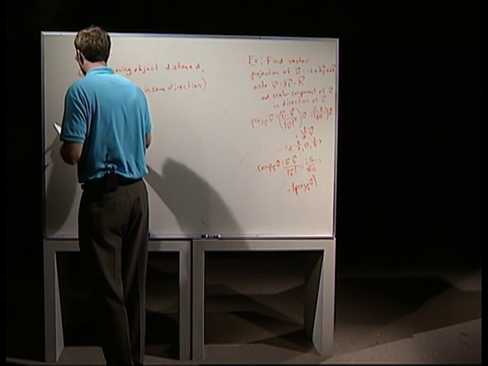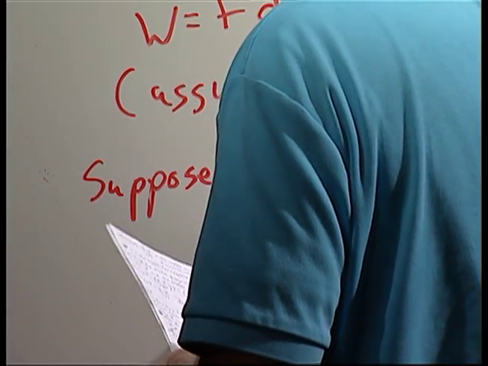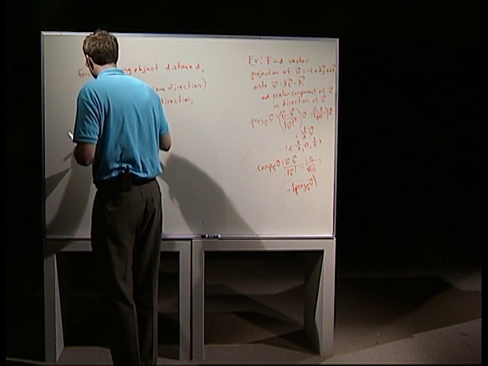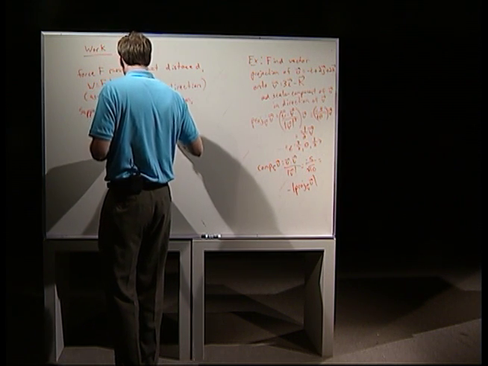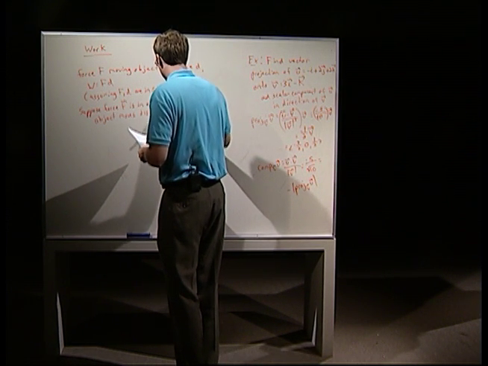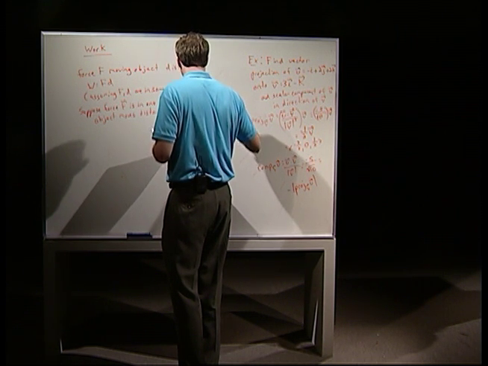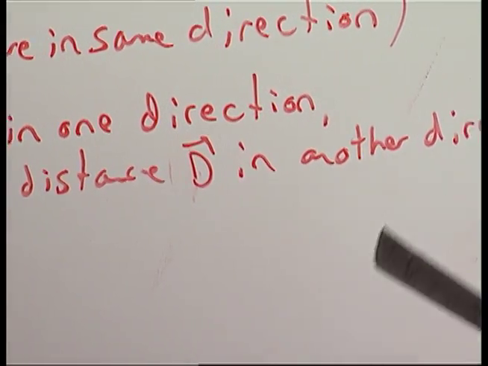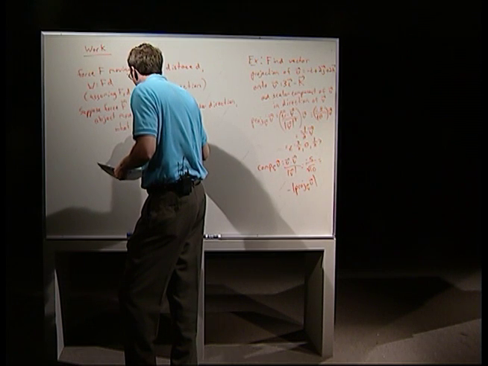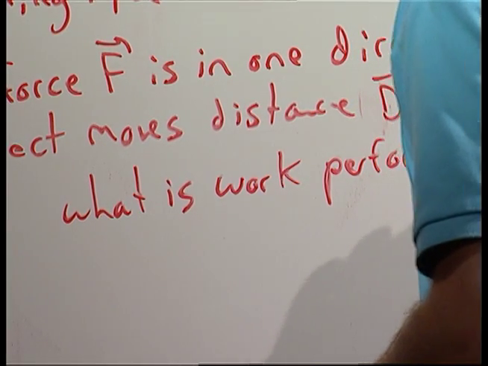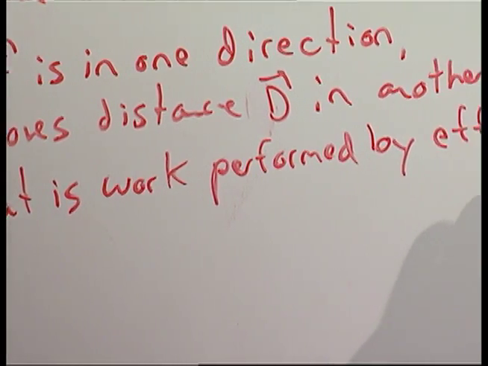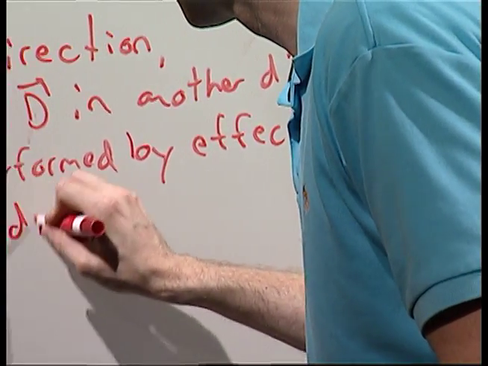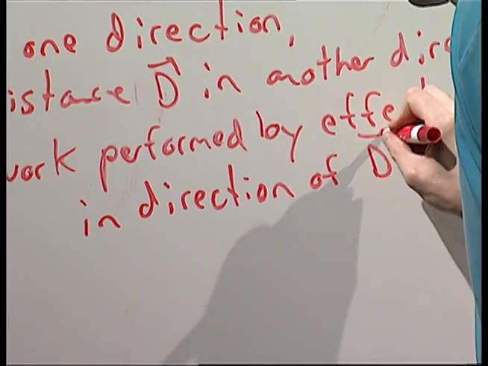So suppose the force F is in one direction, and the object moves distance d in another direction. Then the work performed by the effective force is our question. So what is the work performed by the effective force? I guess I should say in the direction of d.